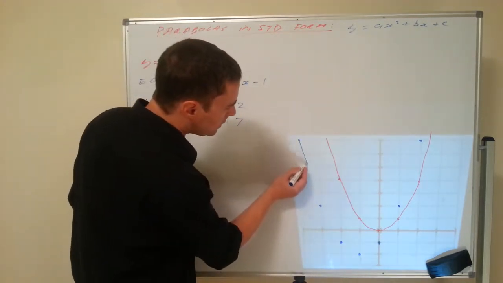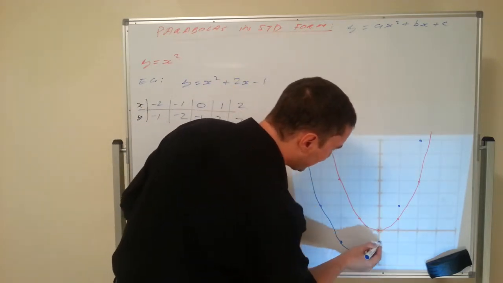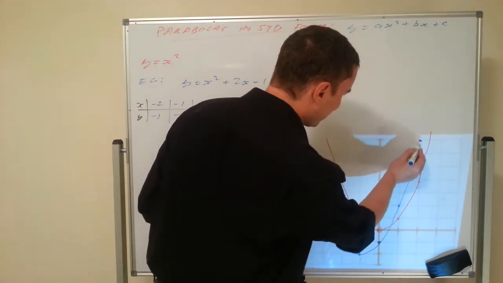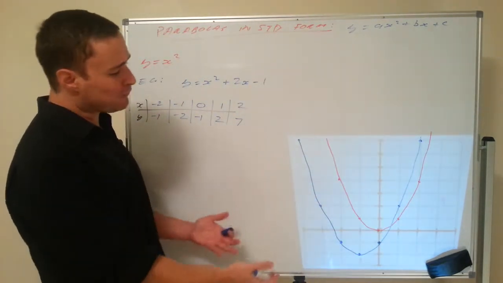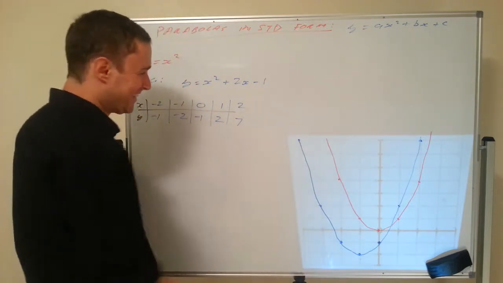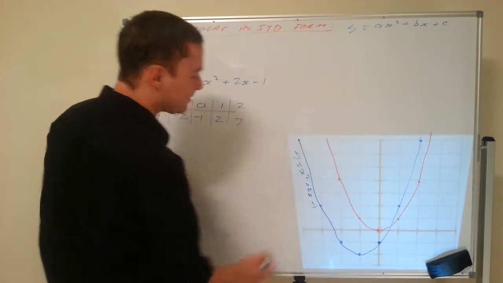Now, all I need to do is run my pen with a free hand. It's hard on here. It's easier on a piece of paper, trust me with this. It's hard on the board. Okay, run my pen through that, and there's my beautiful, lovely parabola. Okay, this is y equals x squared plus 2x minus 1.